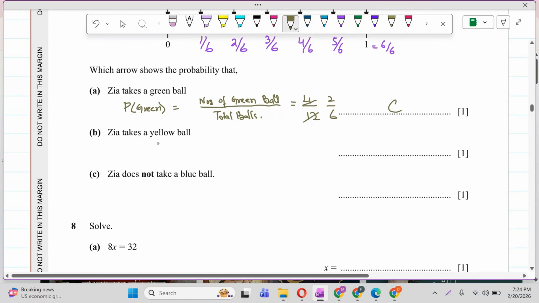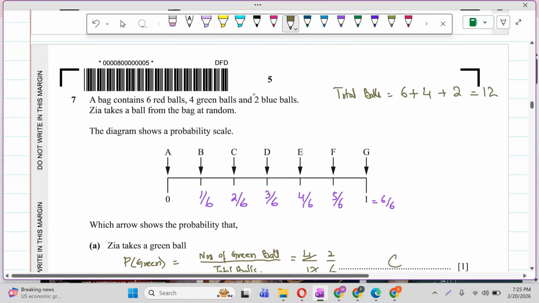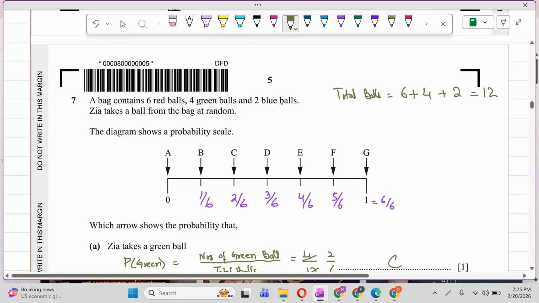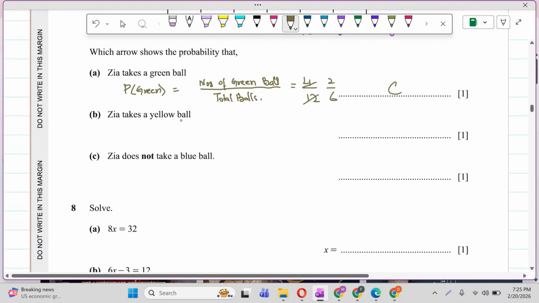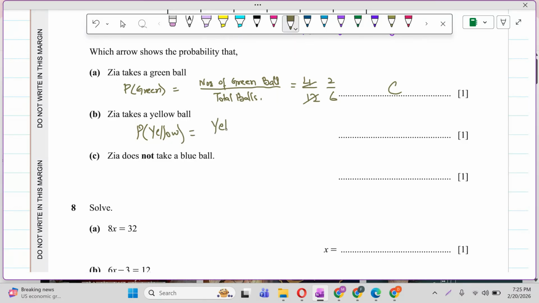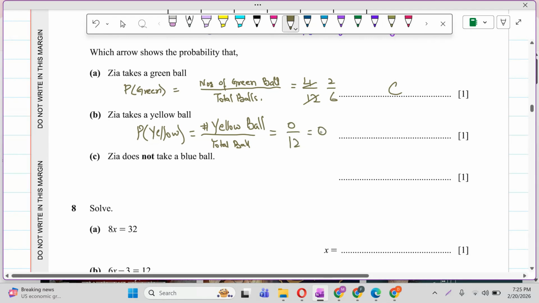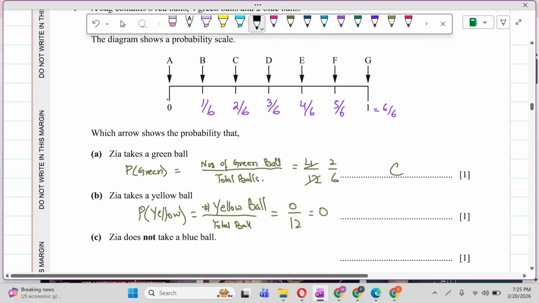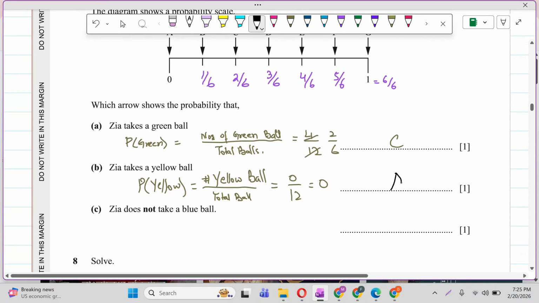Part B, Zia takes a yellow ball. The bag contains green, red, and blue balls, not yellow balls. So we can say that the probability of yellow is equal to the number of yellow balls over total balls. As there are no yellow balls, it is 0 over 12, so this is 0. On the probability scale, A shows the probability 0. So this one is A.